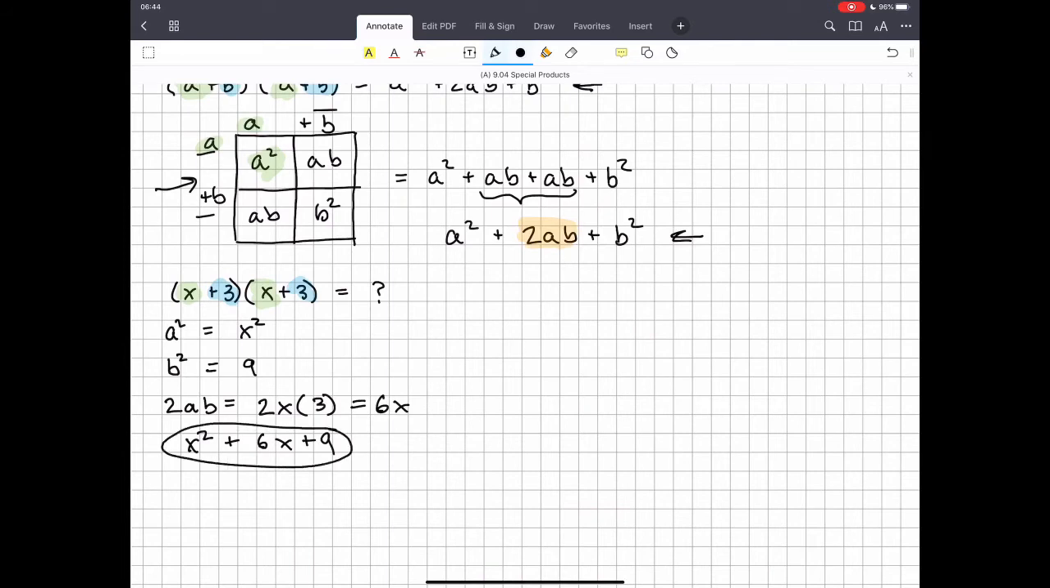Now I'll do the area model or table model just to prove that this is correct, so we can see where everything came from.